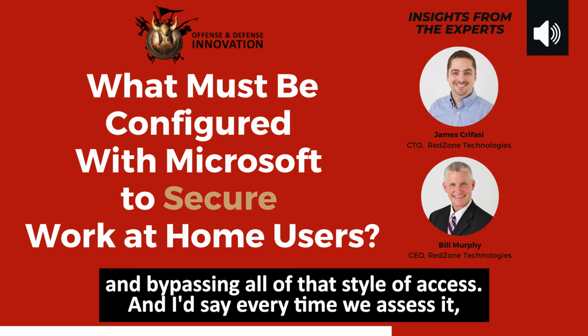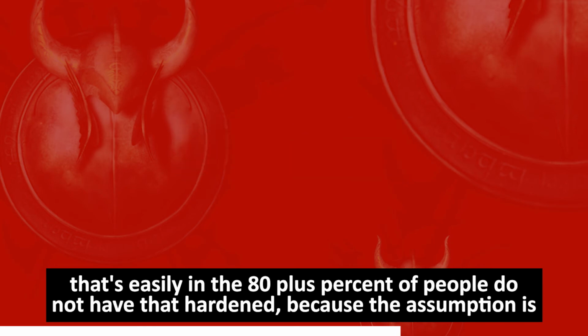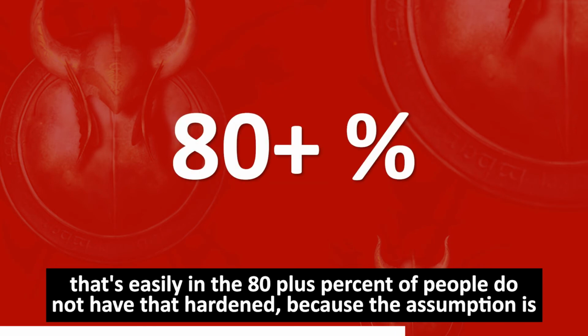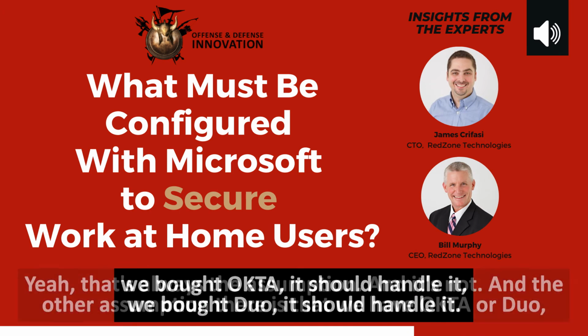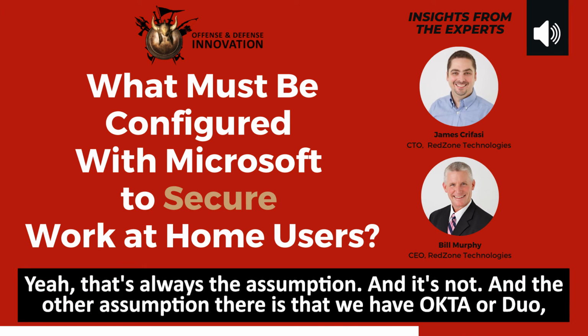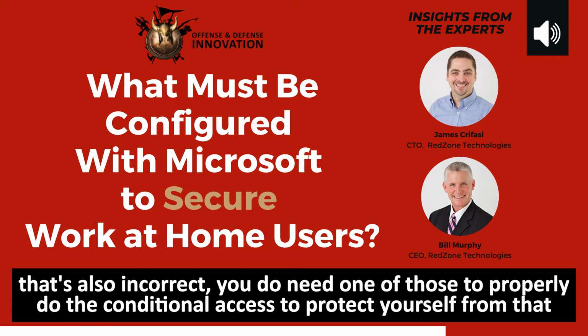And I'd say every time we assess it, that's easily in the 80+% of people do not have that hardened. Because the assumption is we bought Okta, it should handle it. We bought Duo, it should handle it. Yeah, that's always the assumption. And it's not. And the other assumption there is that we have Okta or Duo, so therefore we don't need Azure AD Premium 1, or we don't need Enterprise Mobility Suite E3. That's also incorrect. You do need one of those to properly do the conditional access to protect yourself from that.